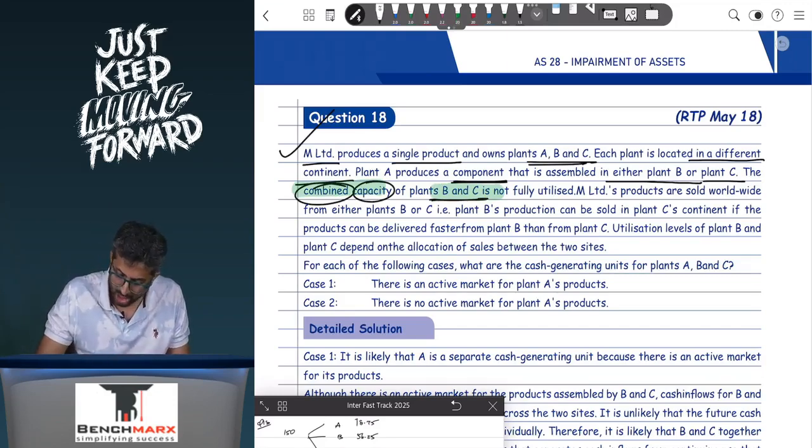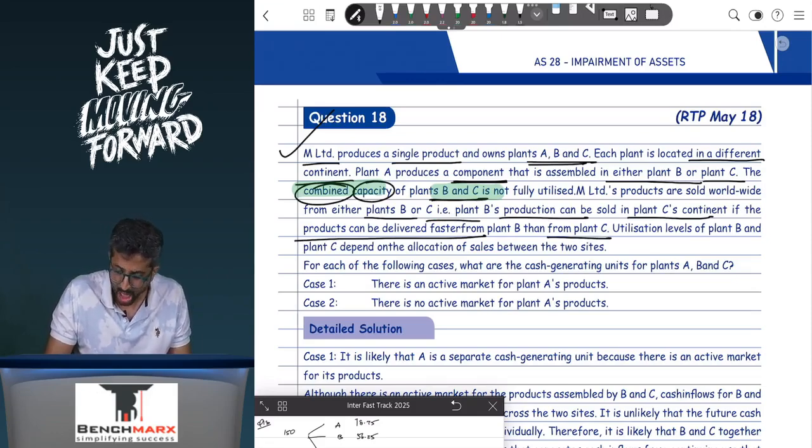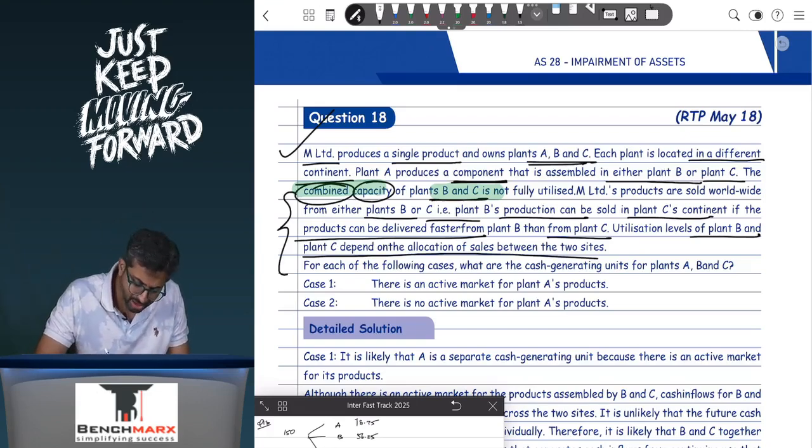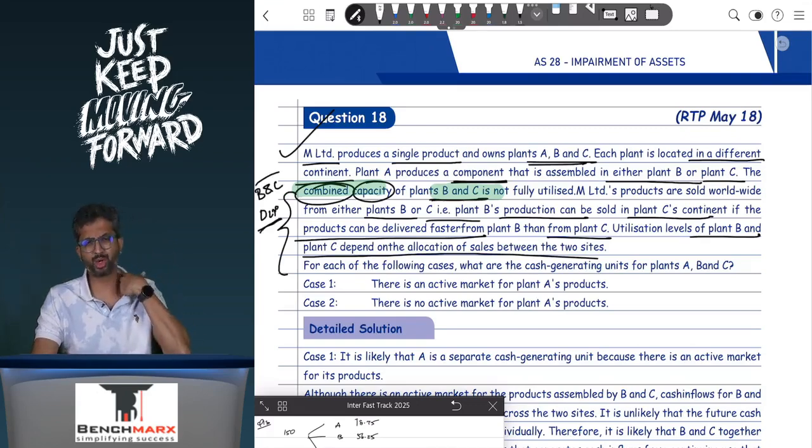M's products are sold worldwide from either plant B or C, that is, plant B's production can be sold in plant C's continent, if products can be delivered faster from plant B, and vice versa. Utilization of plant B and C depends on the allocation of sales between the two sides. All of this is a little subjective, but it shows that B and C are interdependent on each other. It is very much possible that the capacity of C can be utilized by B's demand or vice versa.